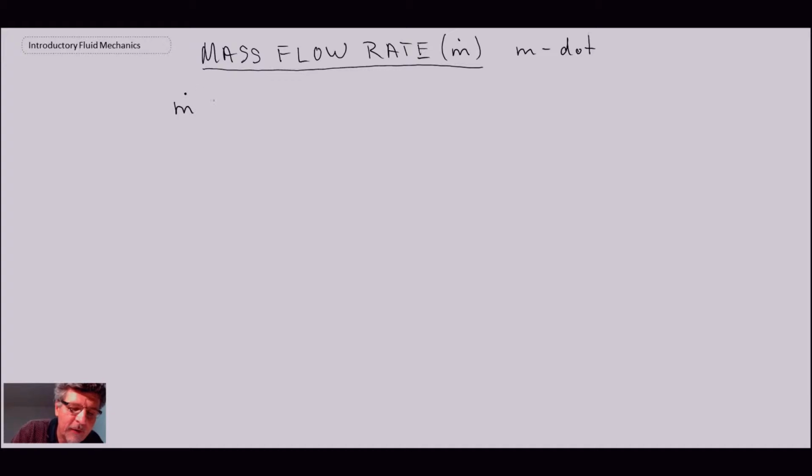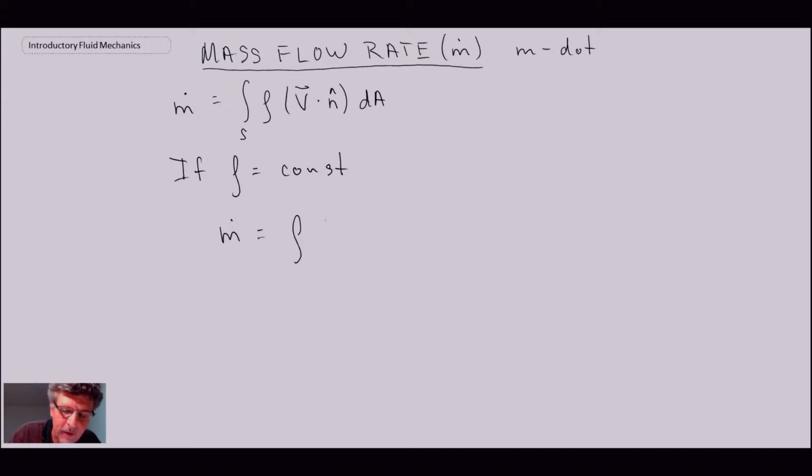So mass flow rate, or m dot, is a surface integral again. Look back to the segment that we just had on volumetric flow rate. The only difference here is that we put the density into the integral. So we have the dot product of the velocity with the unit vector normal to the surface, integrated over the surface of the body we're looking at. Now, if rho is equal to a constant, then you can pull the density out of the integral, and you would have something that looks like this.